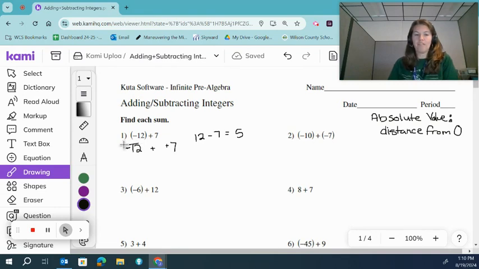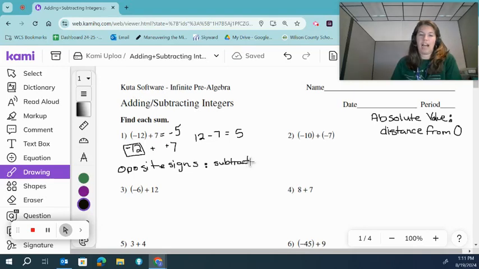So -12 is further away from 0 than +7 is. So my answer is going to be a negative number. So -12 plus 7 is going to be -5. So opposite signs, we subtract and take the sign of the larger absolute value.